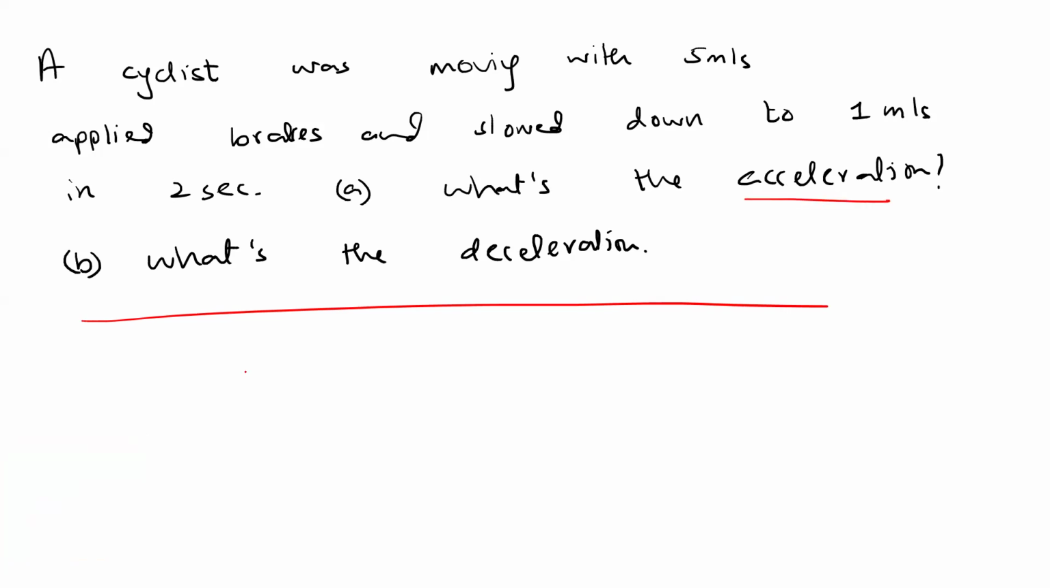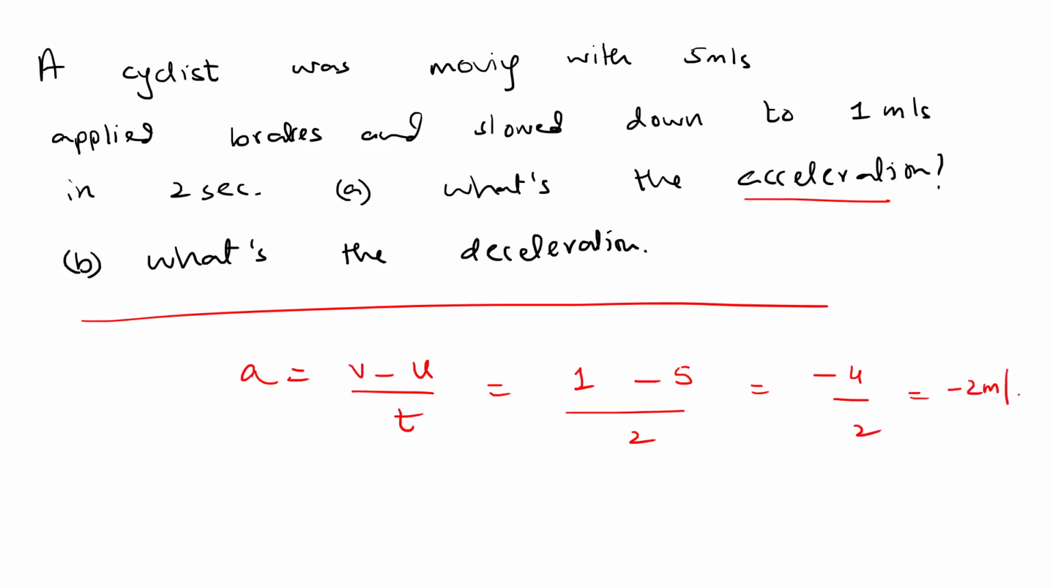We have done acceleration. That was final velocity minus initial velocity over time. Final velocity is 1, initial velocity is 5, time was 2. So that's 1 minus 5, that's minus 4 over 2, that's minus 2 meters per second squared, right? So that's the acceleration. Do you get it? Is this understood to everyone?